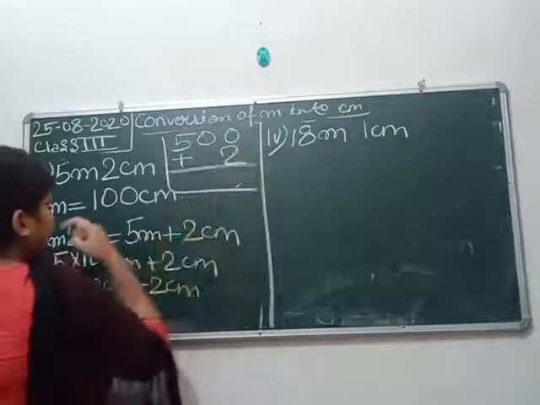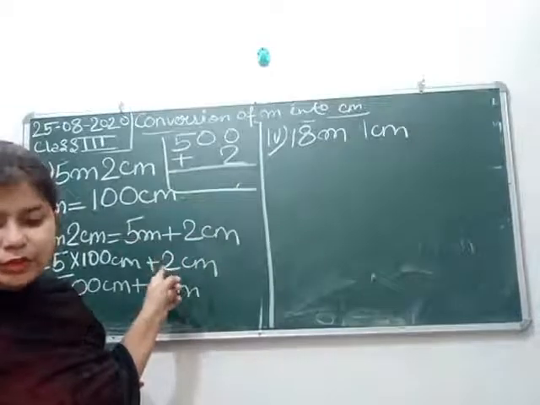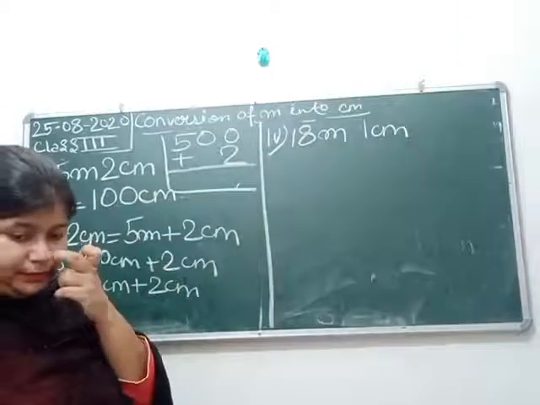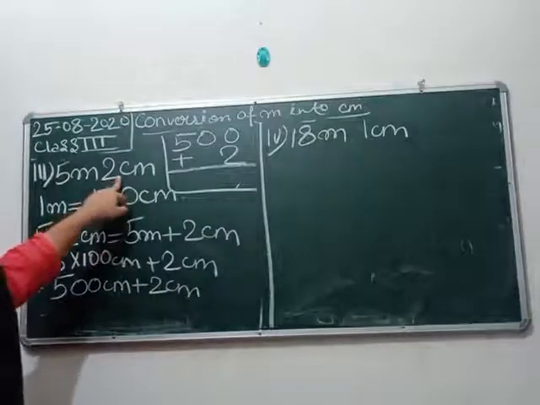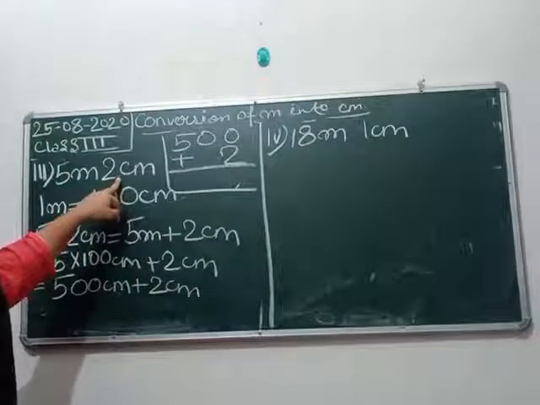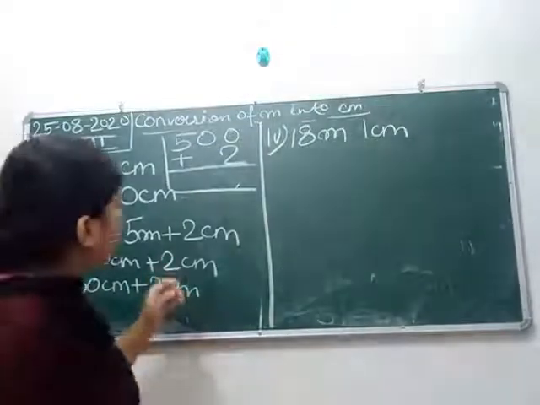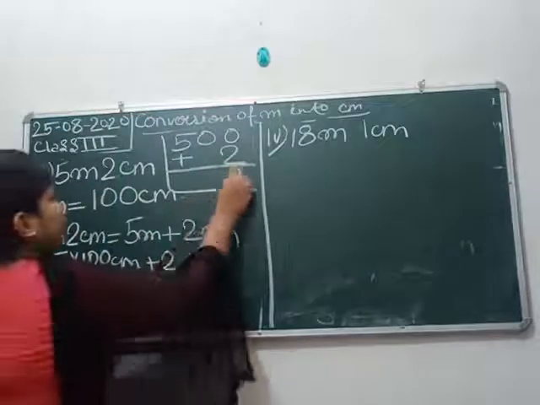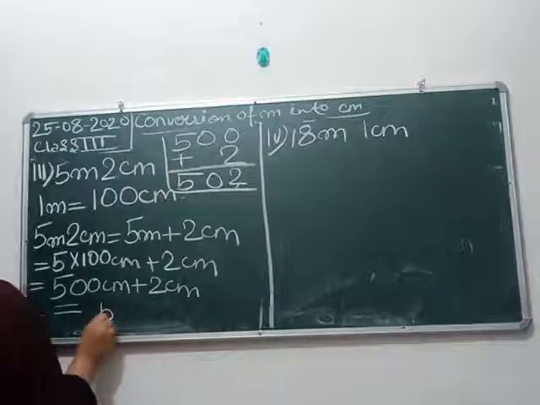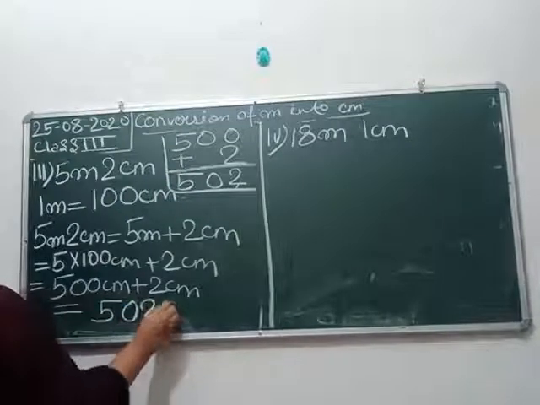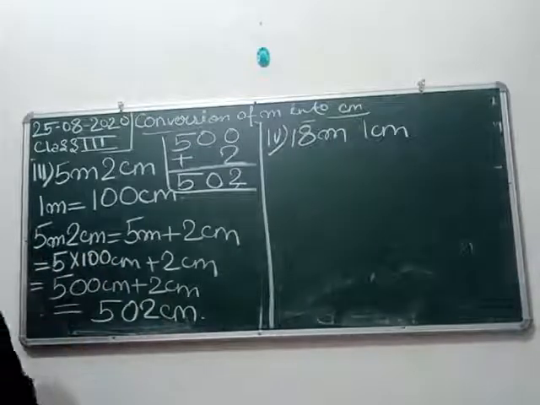Okay. Now, why have I given you this question? The reason is, see, here most of you get confused whether this is 2 centimeter or 20 centimeter. So beta, this is 2 centimeter, not 20 centimeter. Okay. So what will you get? 502. So our answer is 502 centimeter.